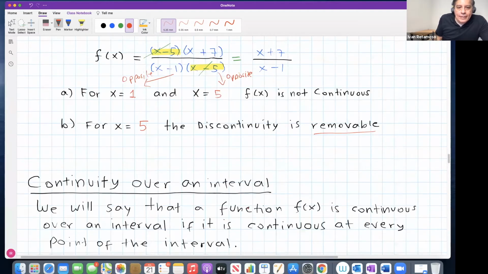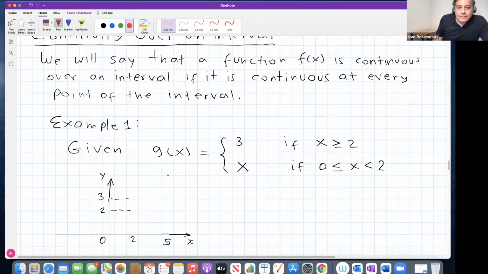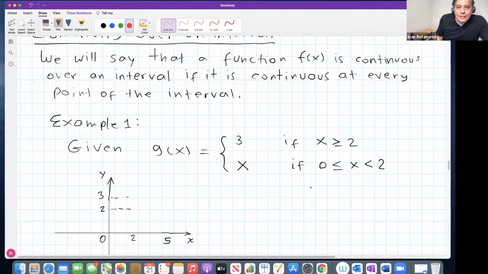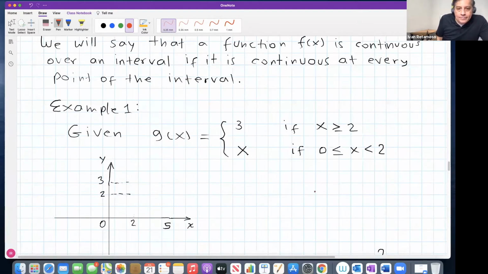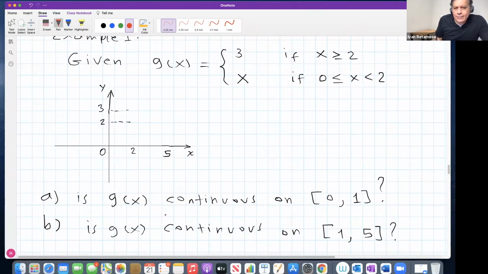All right, now let's talk about continuity over an interval. Mathematicians say that a function f of x is continuous over an interval if it is continuous at every point of the interval. For example, this function, g of x equal 3 if x is greater or equal than 2, an identity function for x between 0 and 2, can be graphed, and after you graph, they're asking you, is g of x continuous over this interval, is g of x continuous over this other interval? So let's graph it first.